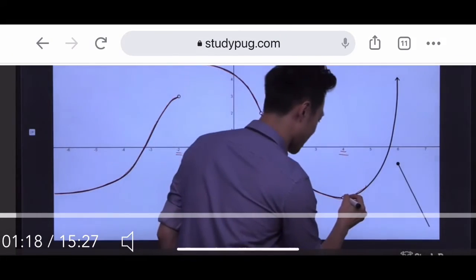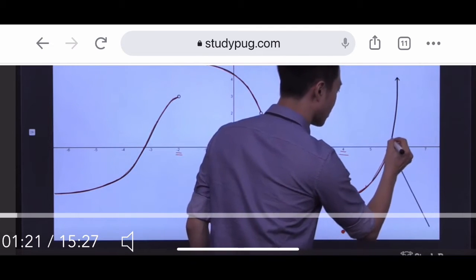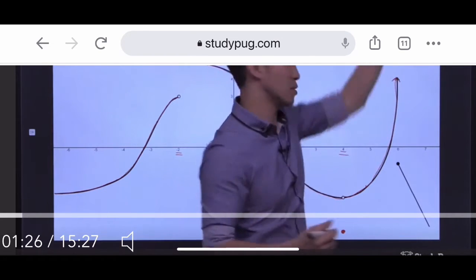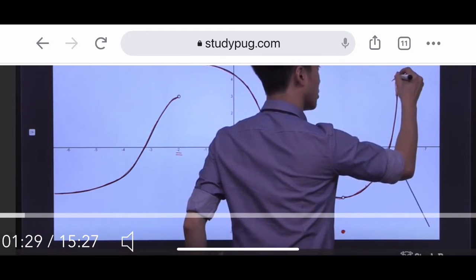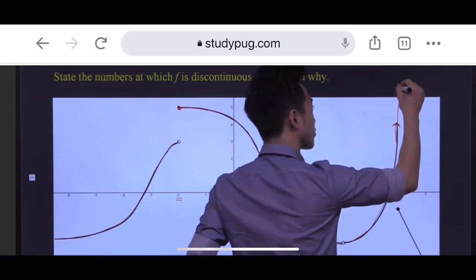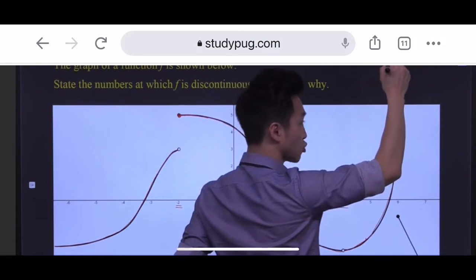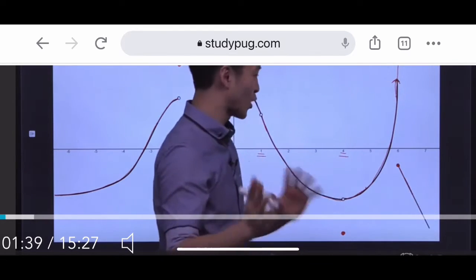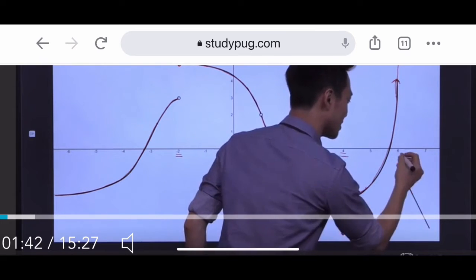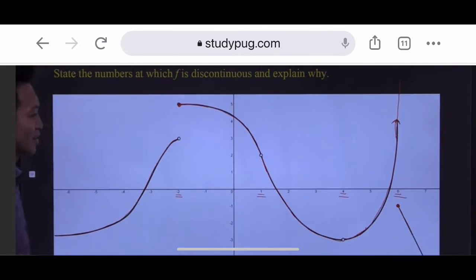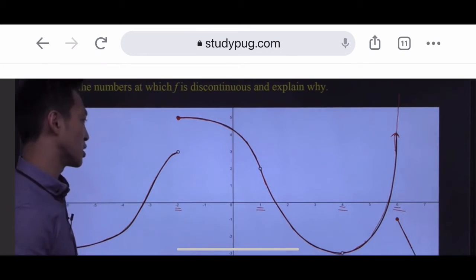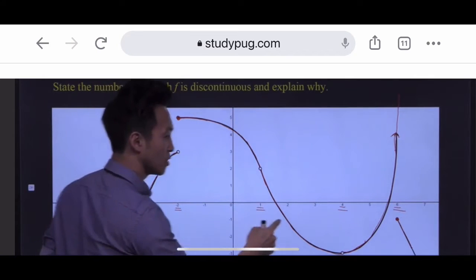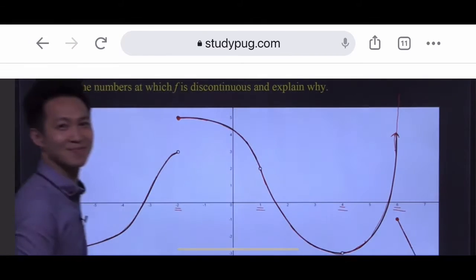Continue tracing the graph. The arrow here just means the graph is going to keep going up forever. However, eventually we have to lift our pen in order to jump down to the next segment. So I know there must be a discontinuity at 6. In total, we have 4 discontinuities at x equals -2, 1, 4, and 6.